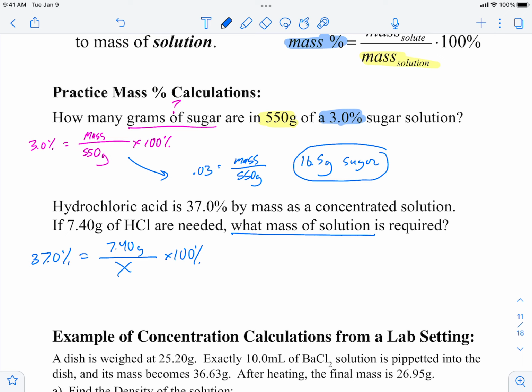Okay, again, let's cancel the percent sign, so let's divide both sides by 100. So that means we have 20 grams of solution. Again, remember the solution is both parts. The solution is the solute plus the solvent. That's the total mass.